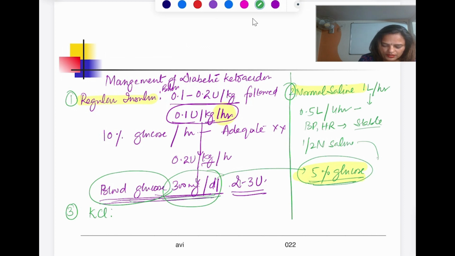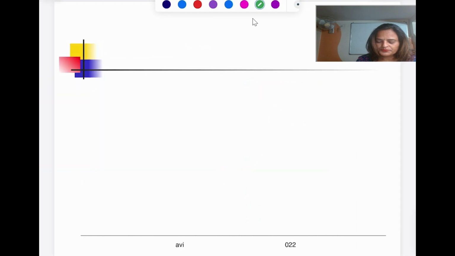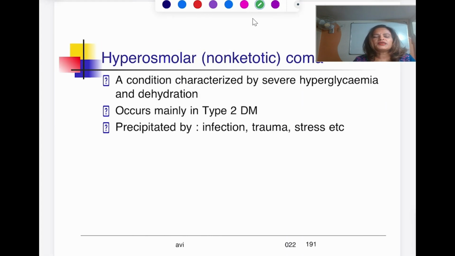Then another thing is there is acidosis. So to correct the acidosis we are going to give sodium bicarbonate, and if phosphate is needed we give that also. And then we treat the precipitating factor. If the person is suffering from infection, you give antibiotics, and accordingly you have to treat. So this is how you are going to manage diabetic ketoacidosis. Now where else can we use it?